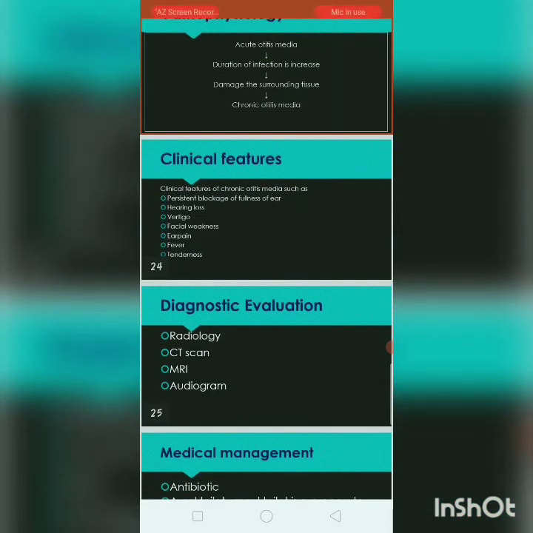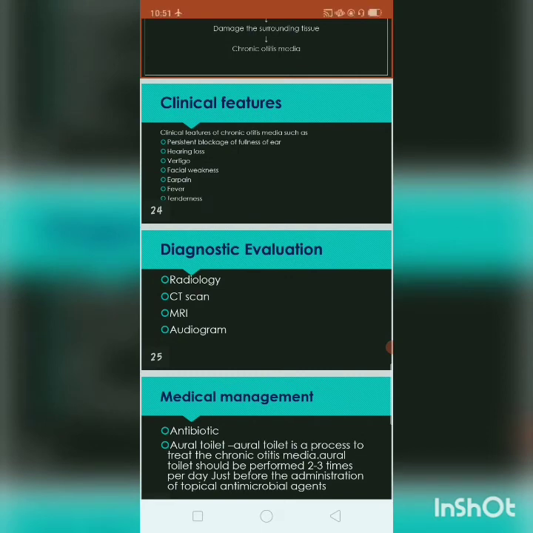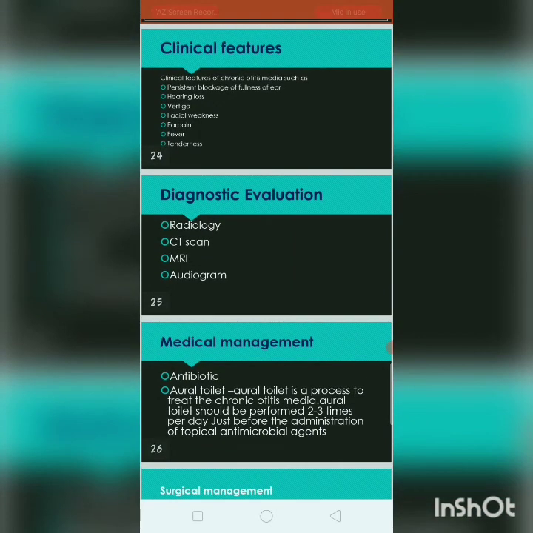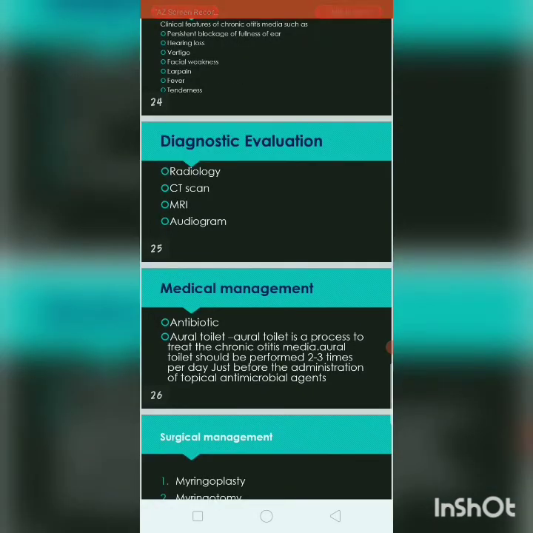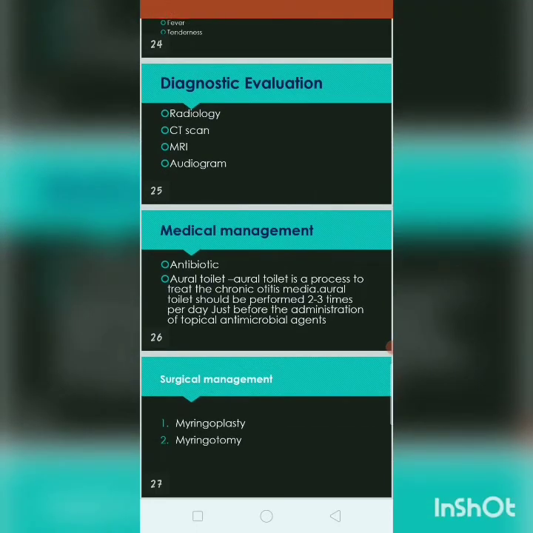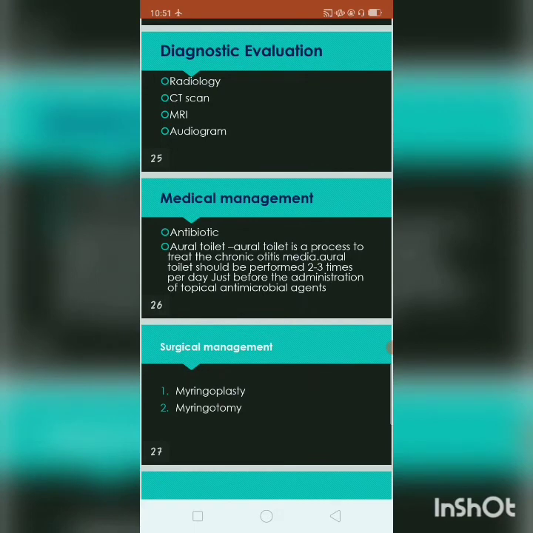Then we will see the clinical features of chronic otitis media. First, persistent blockage or fullness of the ear, hearing loss, vertigo, meaning loss of balance, facial weakness, ear pain, fever, and tenderness. Then we will see the diagnostic evaluation: radiology, CT scan, MRI, and audiogram. So this is the diagnostic evaluation for chronic otitis media.